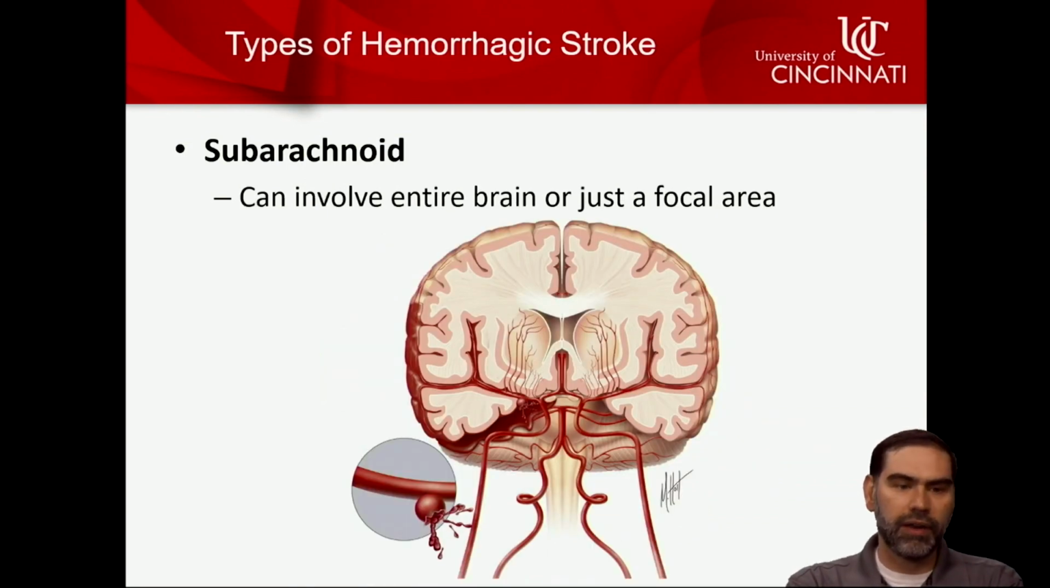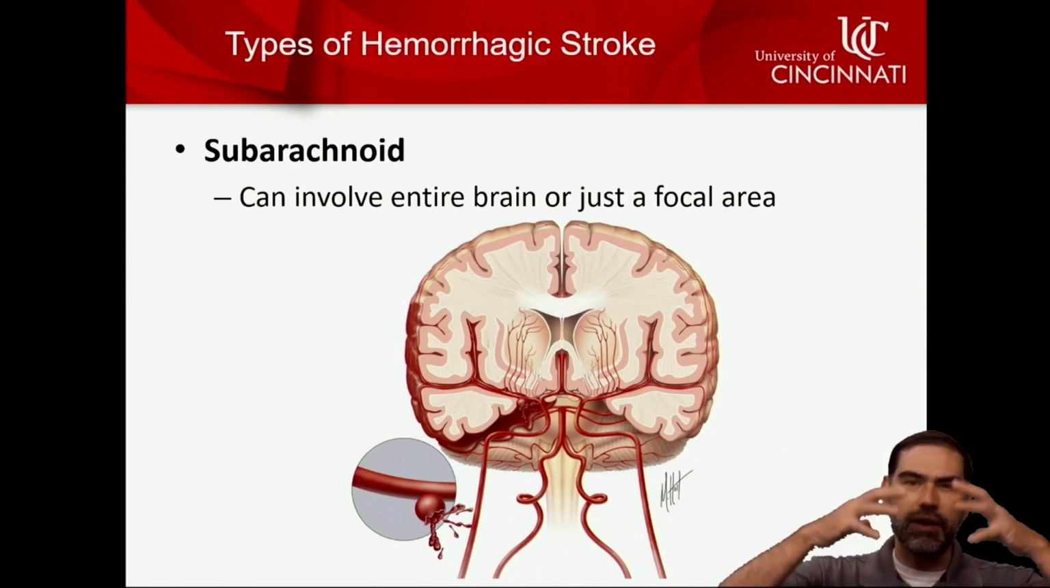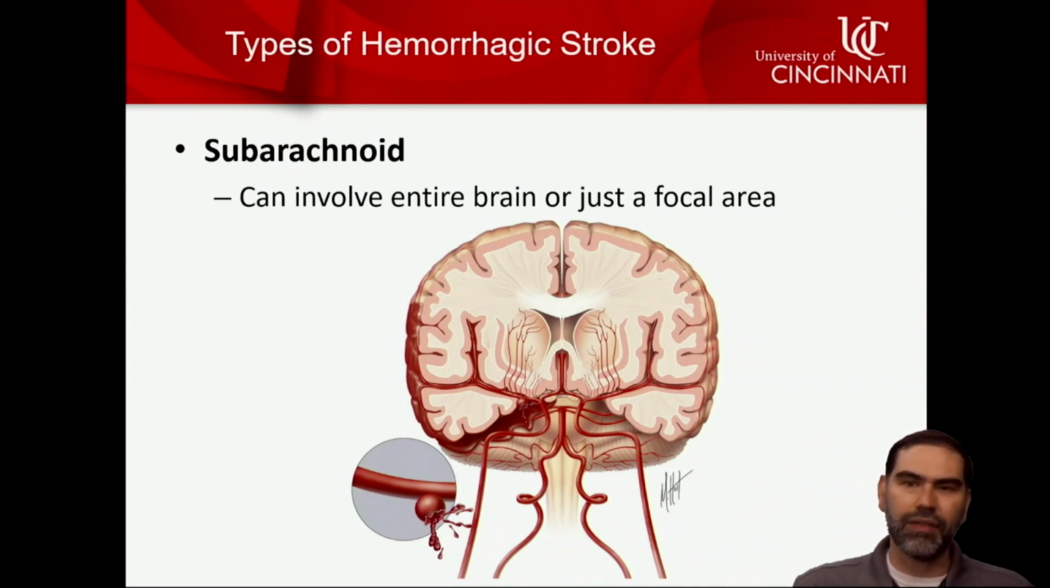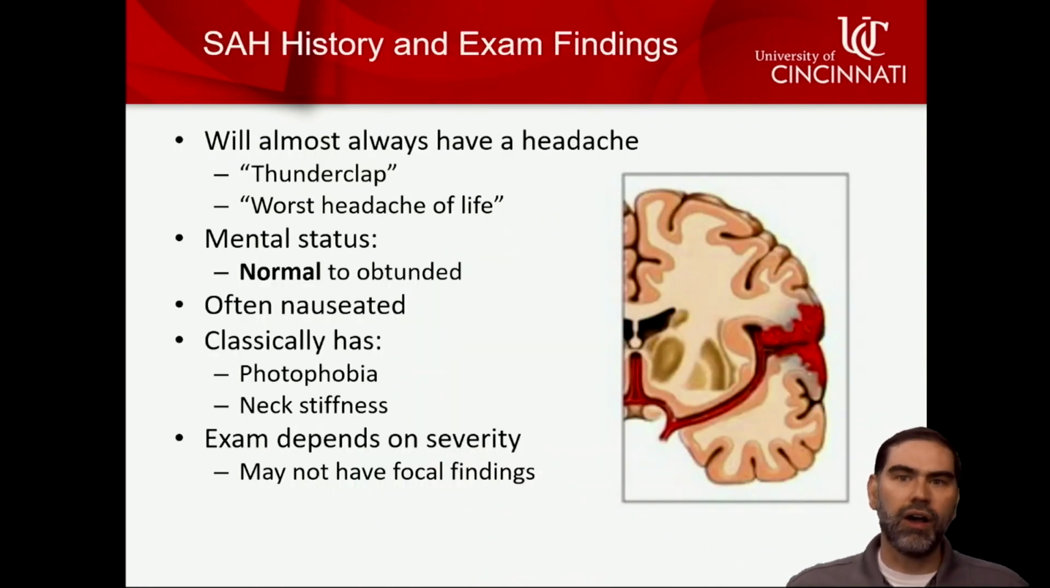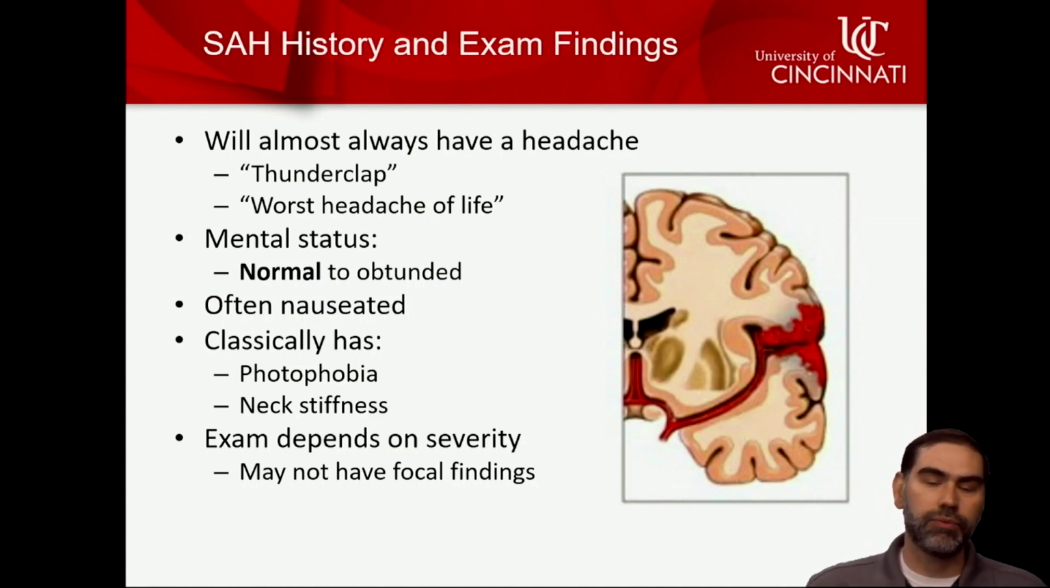Sometimes subarachnoid bleeding can affect focal areas, but usually it ends up being a bathing of the entire brain, and so that's where the severe headache comes from, or if it's a worse event, then obtundation. Typically, these patients have signs of meningismus, which is what we see in subarachnoid bleeding, something that we also see in meningitis, which is just irritation of the meninges, so neck stiffness, severe pain, nausea.